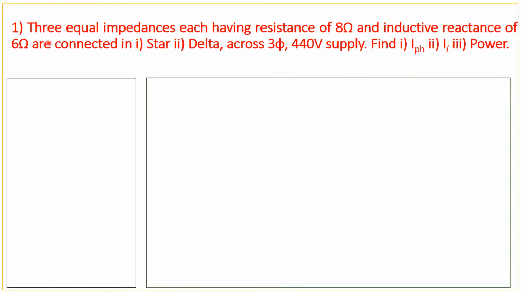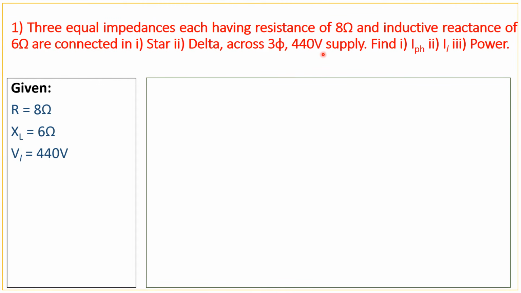So what now? We must write the given data. Three equal impedances each having resistance, so R is equal to 8 ohm. And inductive reactance, remember students, here it is not inductance, they have directly given you the XL. So no need to find XL is equal to 2 pi FL again, since it is given in ohms. So inductive reactance XL is equal to 6 ohm.